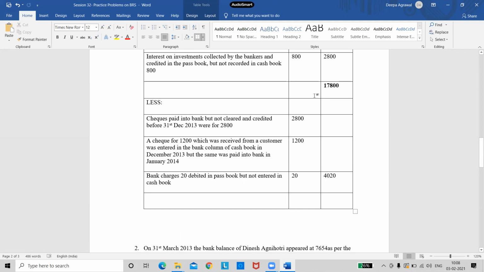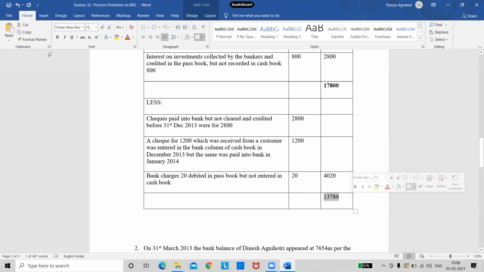Now what is my next step? I have an amount here, 17,800, which I got as the total. From this 17,800, all this 4,020 should be deducted. So from 17,800 I have deducted 4,020. So I will get 12,780. So this is my final answer.